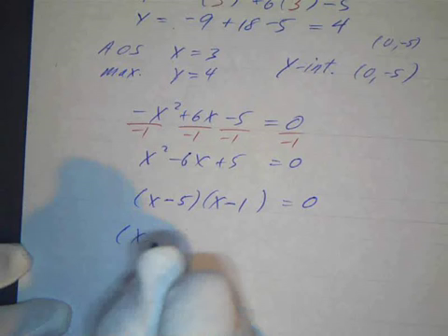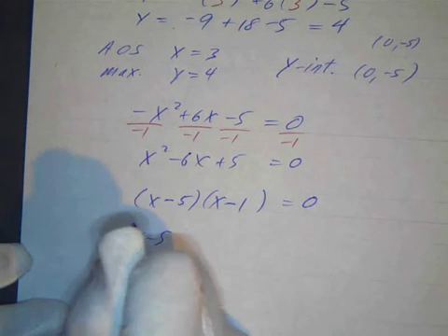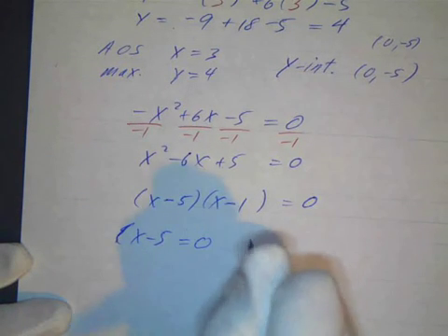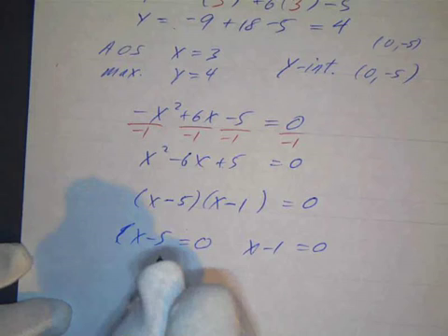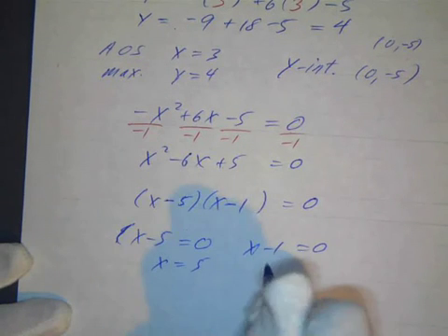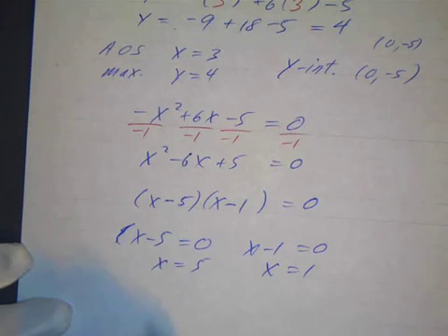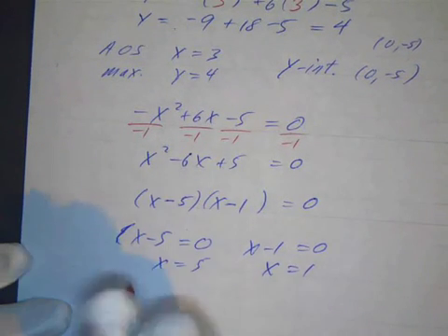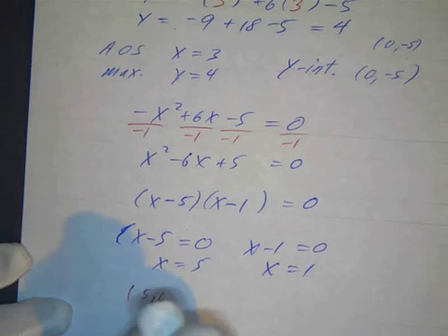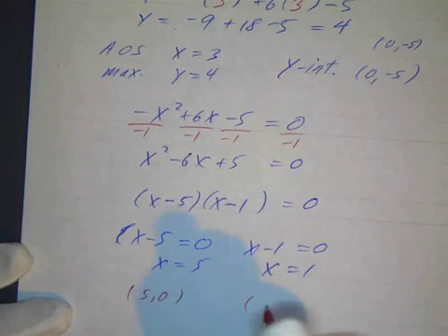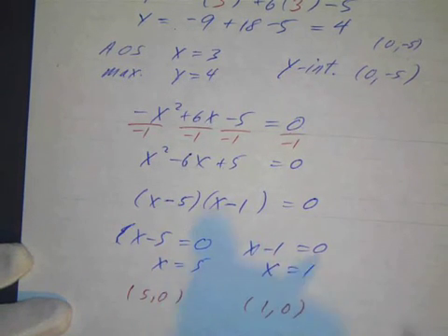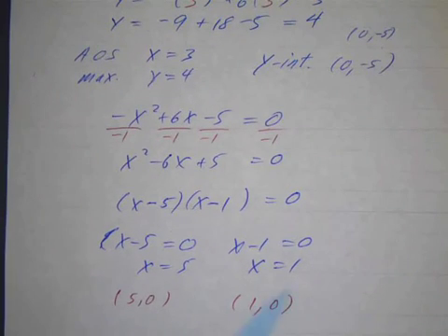So I know I've got x minus 5 equals 0, or x minus 1 equals 0. X equals 5, or x equals 1. So my intercepts are going to be 5, 0, or 1, 0. So now we should be able to get a pretty good graph pretty fast, okay?